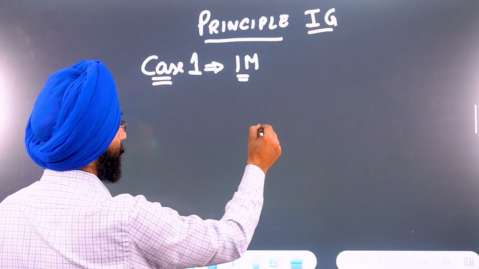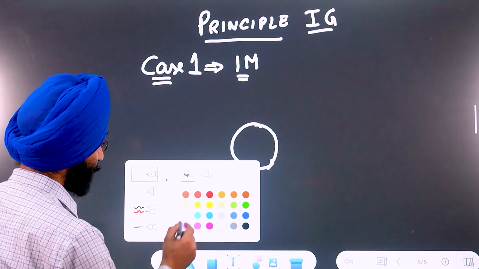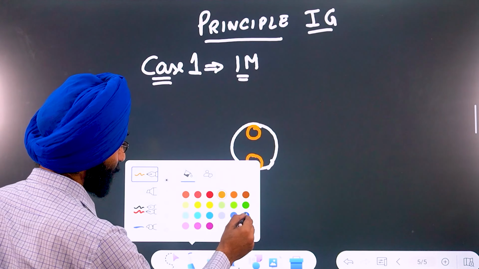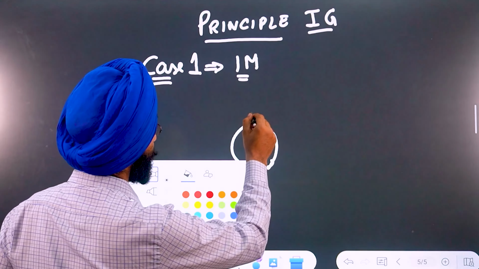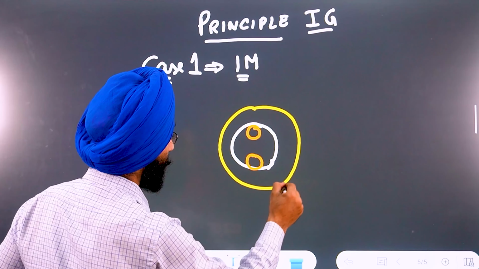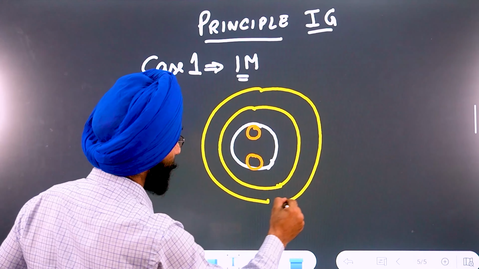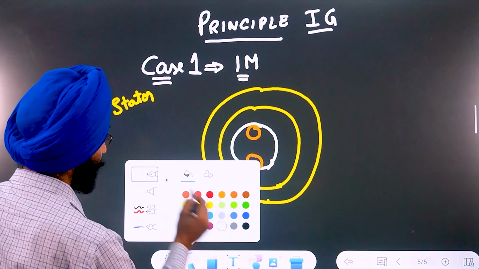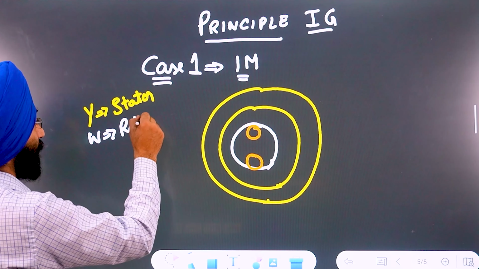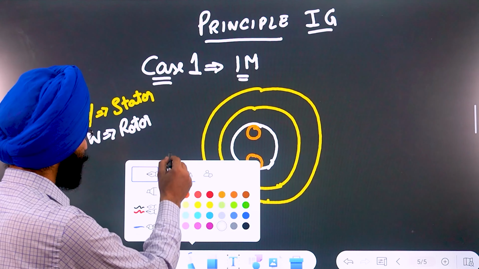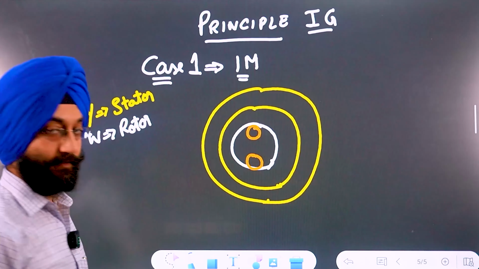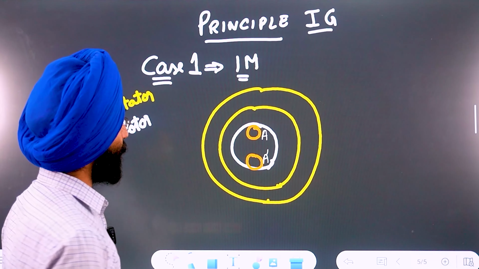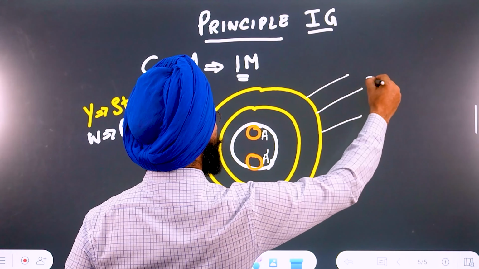So let us start. Consider this is a rotor. And these are the windings of the rotor itself. So the yellow one is the stator and the white one is the rotor. So there are windings in the rotor. Let us consider these windings are A and A dash. Now let us suppose we have supplied a three-phase supply to the stator of the induction motor.